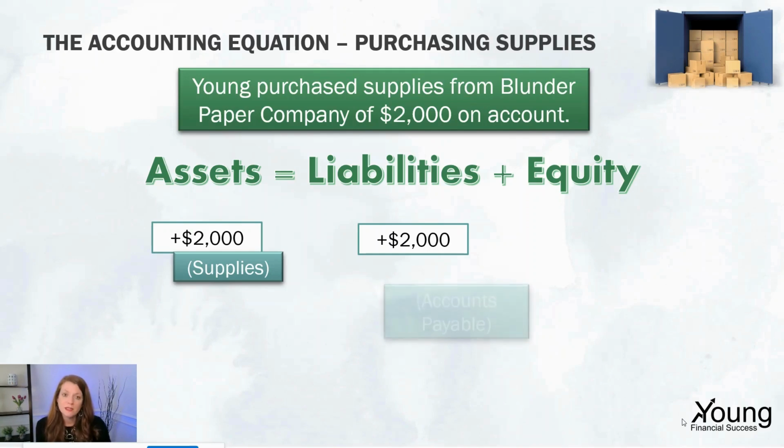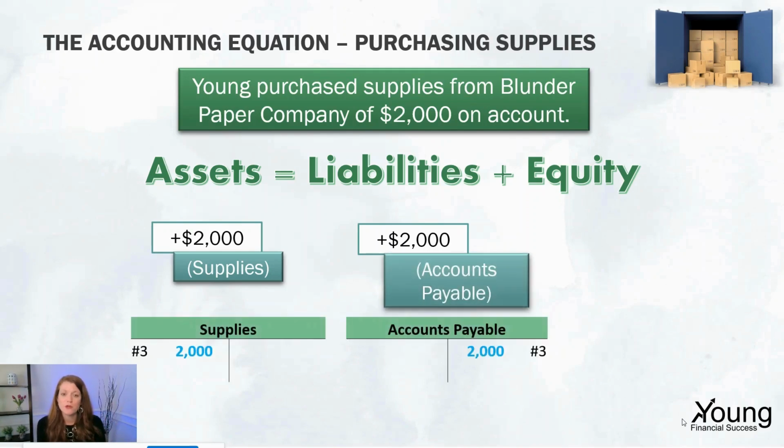And then we have liabilities because it says on account, so we're going to have to show that in accounts payable. Again, assets have a normal debit balance, so we debit supplies to show that that asset is increasing. And then accounts payable is a liability with a normal credit balance, so we're going to credit accounts payable.